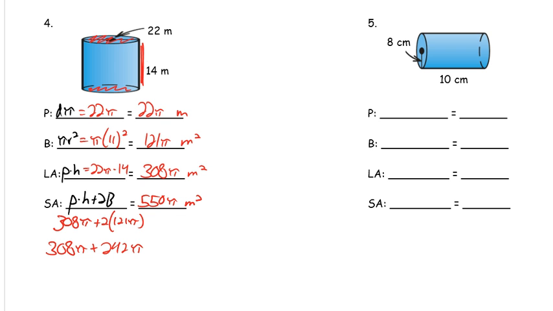Again, pretty straightforward. Make sure you follow your formulas. Make sure you know P means perimeter of the base. Make sure you know big B means area of the base.